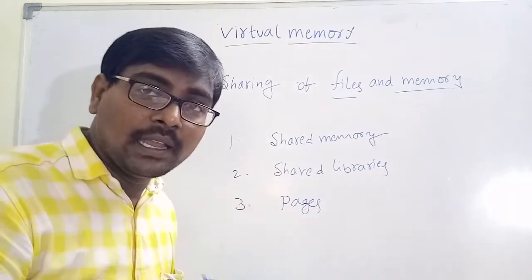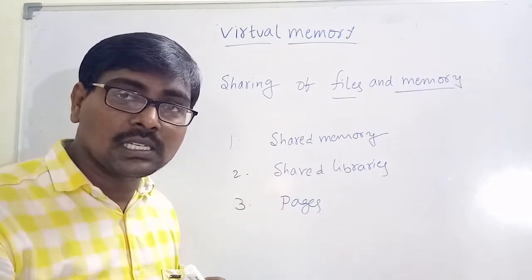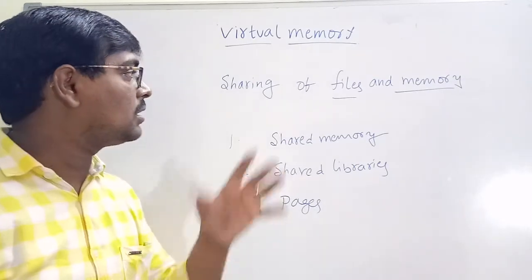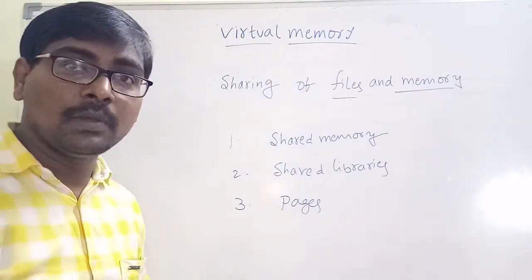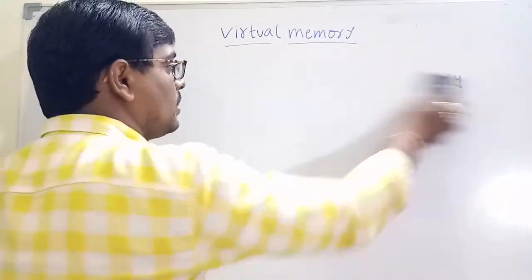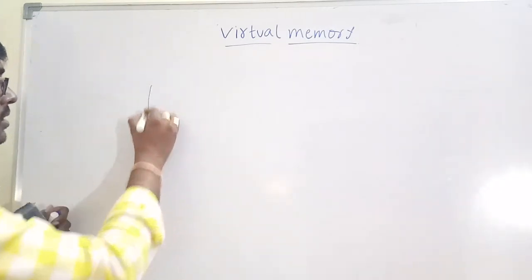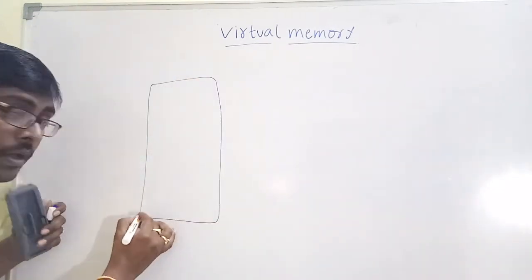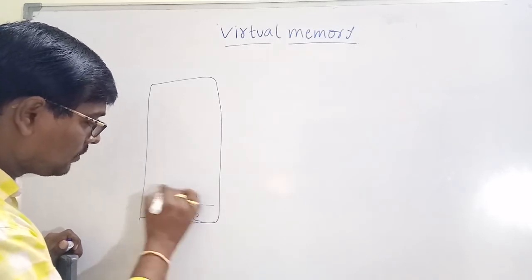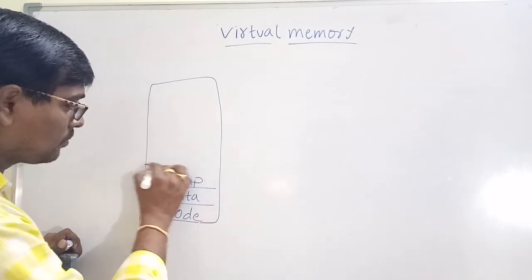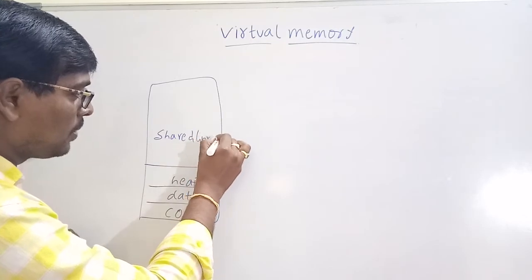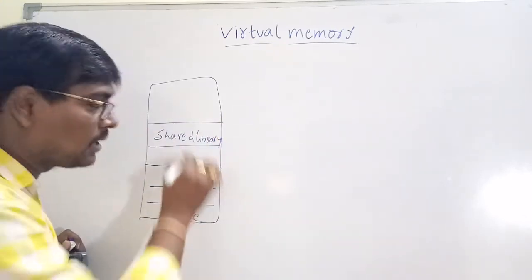The pages are also shared at the time of process creation, when we create the process using the fork system call. Simply by using virtual memory, it shares the files and memory. I will show you a simple diagram. This is the memory, and how a process is stored in the memory: code, data, heap, the shared library, and the stack.